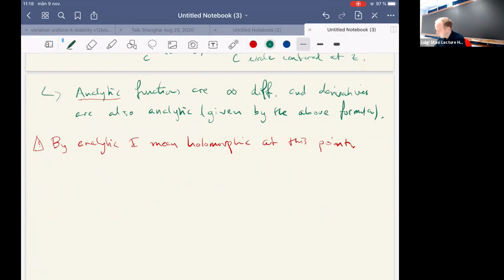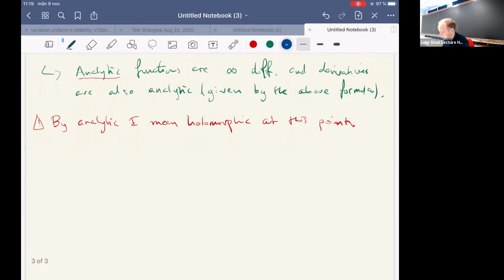Okay, but anyway, this point is kind of important: analytic functions are infinitely differentiable and their derivatives are also analytic. So what it means is that if I'm given a function and I don't know if it is holomorphic or not, and I can find a primitive, and the primitive function, the antiderivative, is holomorphic, then I know that my original function must also be holomorphic. Okay, so this is the idea behind the proof of Morera's theorem, which is a converse to Cauchy's theorem.